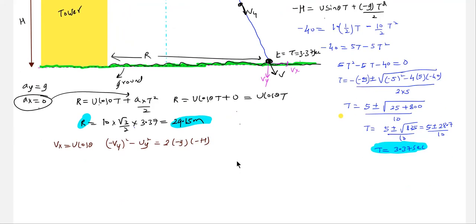Like this, we'll substitute all the values. Vy square minus Uy square, u sin theta whole square, 2 times minus 10. The height of the tower is minus 40 meter. So this will be Vy square, u is 10, so this will be 25, equal to 800. Vy equal to root 825, 28.7 it will come.